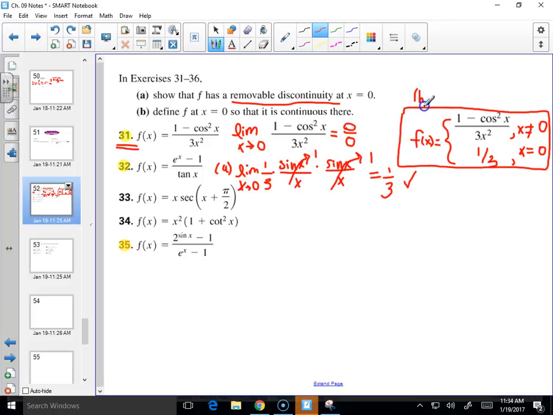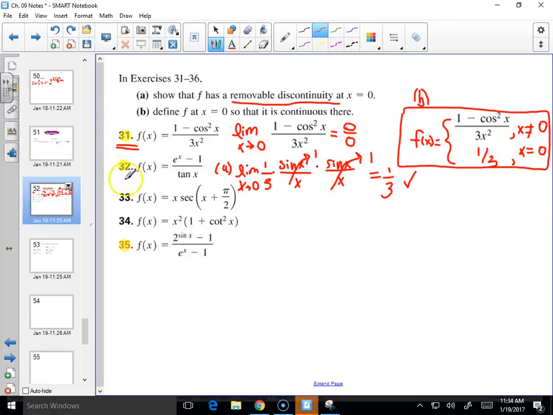So we keep the function for everything but where we fill the hole. And we fill the hole by just setting the function equal to the limit. Does that make sense, guys? It's not the greatest directions, but it is sort of AP in the thinking in the sense of trying to make a function continuous.